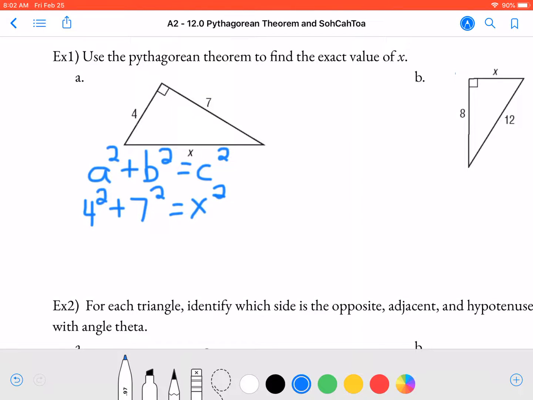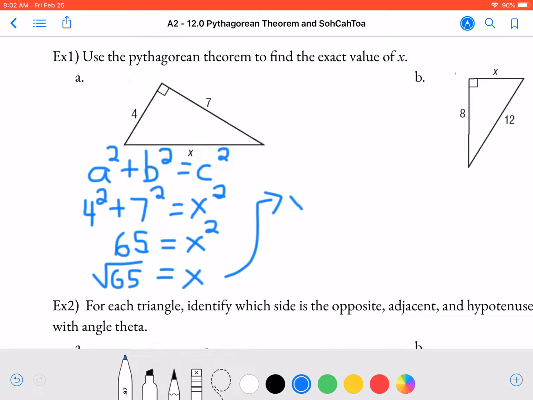Okay, so 4 squared plus 7 squared is 65. And then to undo the squared, you would take the square root of both sides. So the square root of 65 is going to be approximately 8.06. So the exact answer would be the square root of 65. This would be the estimated answer, the 8.06 on here.